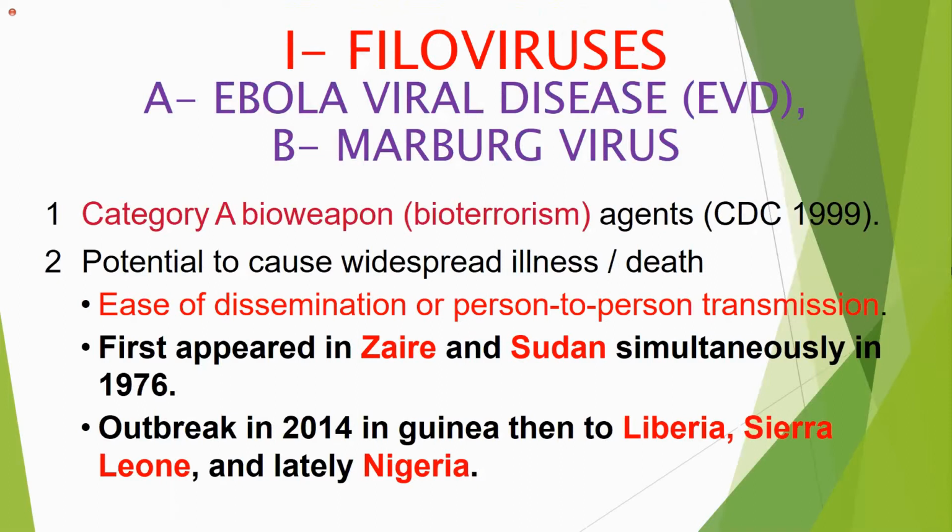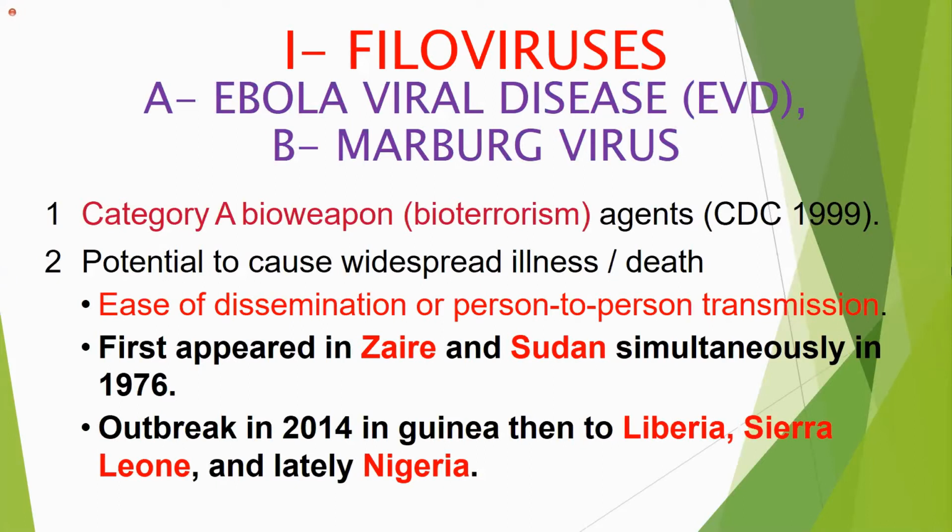So number one is the filoviruses. These are the Ebola viral disease and Marburg virus. They can be used as a bioweapon or bioterrorism agent, with potential to cause widespread illness or death, ease of dissemination or person-to-person transmission, and first appeared in Zaire and Sudan simultaneously in 1976.